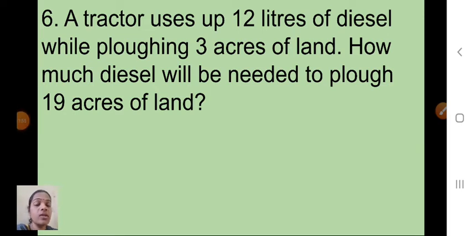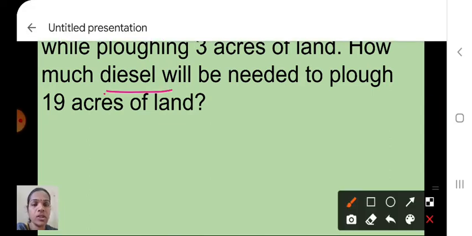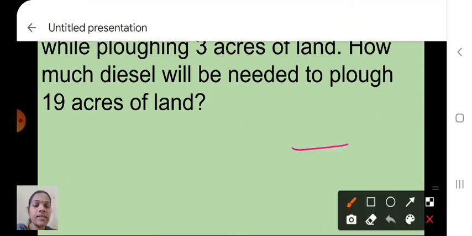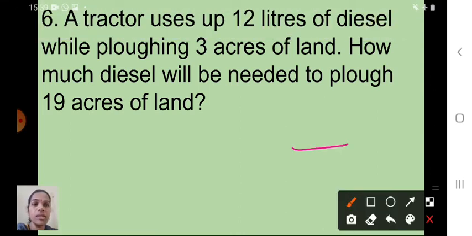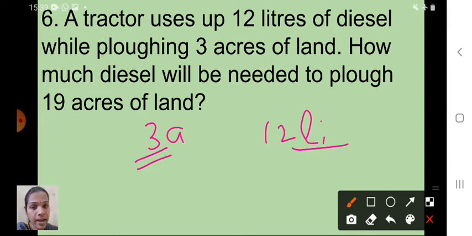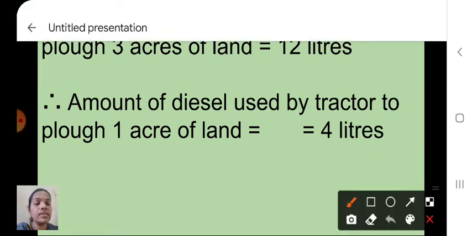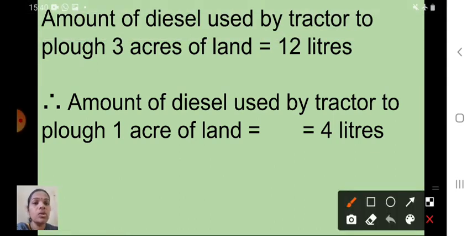So children, now which one do you have to find? Diesel or acres of land? Diesel we have to find, isn't it? So that diesel amount you have to write on the right hand side. And here 3 acres and here 12 liters. Which one you have to find, that you write on the right hand side. Understood? See that statement: the amount of diesel used by tractor to plough 3 acres of land is equal to 12 liters.